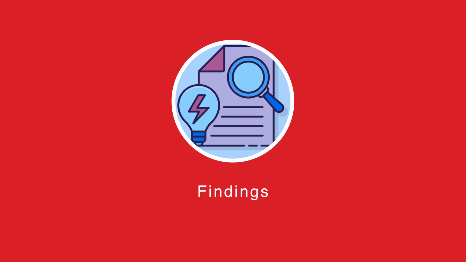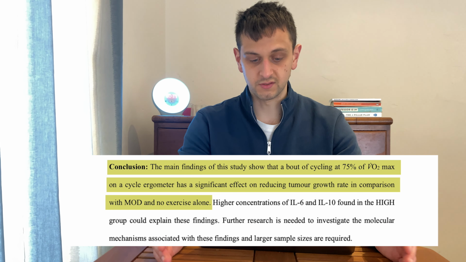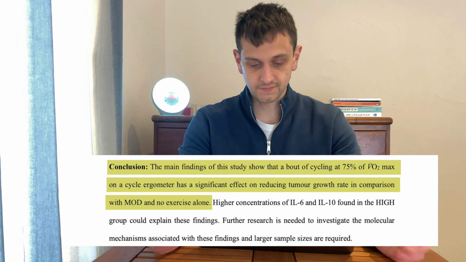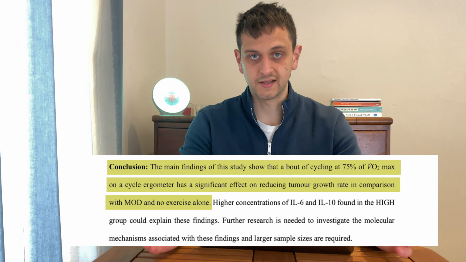The good thing about this is when you have a good results section, it's easier when you come into the conclusion to have a better take-home message. So the main findings of the study show that a bout of cycling at 75% of VO2 max on a cycle ergometer has a significant effect on reducing tumour growth rate in comparison with moderate exercise alone.